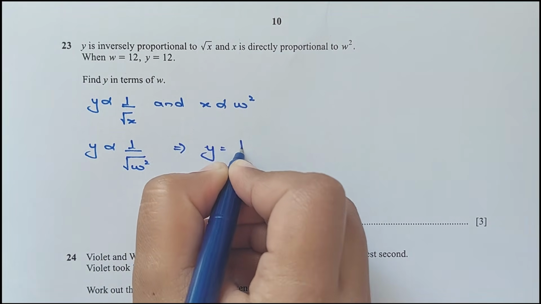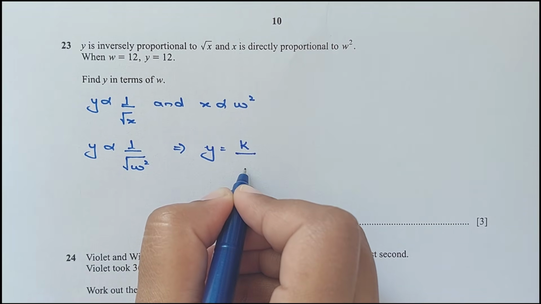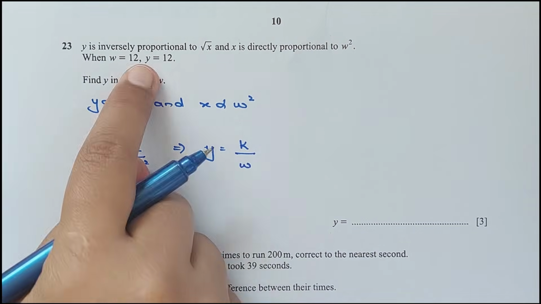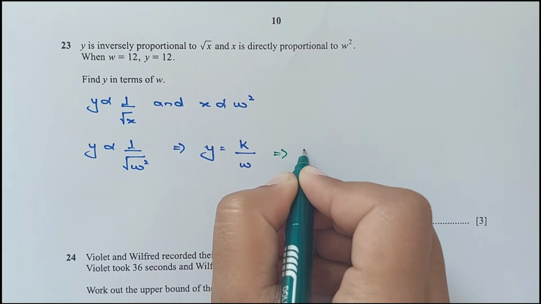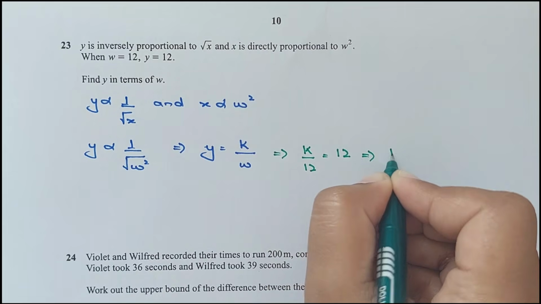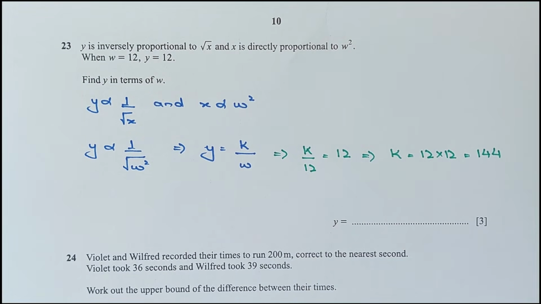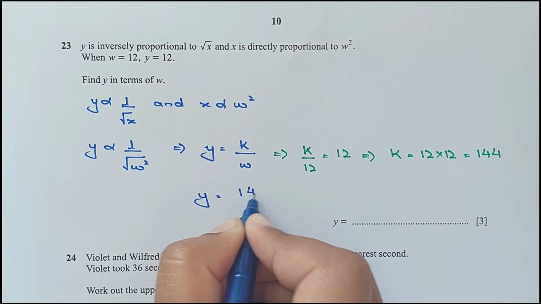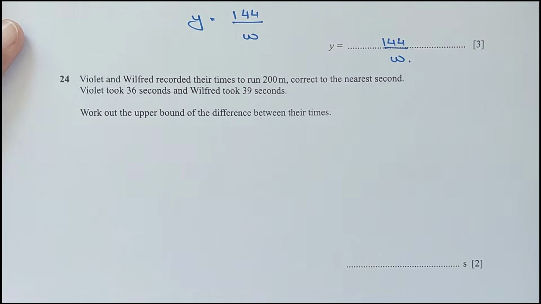So y equals some constant, in this case the constant of proportionality, you can use any variable, over the square root of w square, which is just w. Okay, so the question is, when w is 12, y is 12, we can find y in terms of w. So when w is 12 and y is 12, k over 12 equals 12. And from here, k is 12 times 12, which is 144. So we have the k value. Now we need to find y in terms of w. So y equals the k value 144 divided by w. All right.